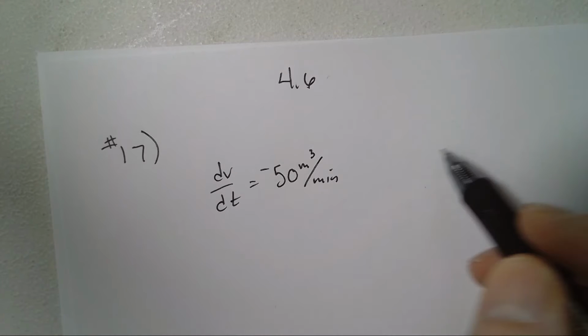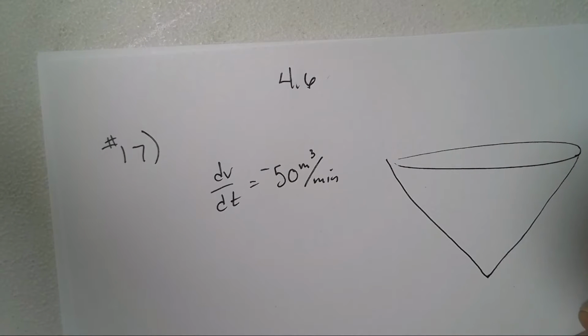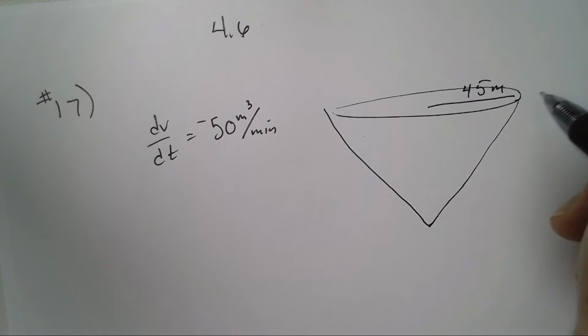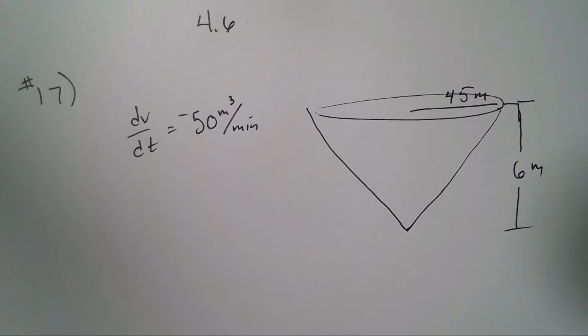We've got a cone that looks like this. The base radius is 45 meters and the height is 6 meters. Not exactly drawn to scale. How fast is the water level falling when the water is 5 meters deep?